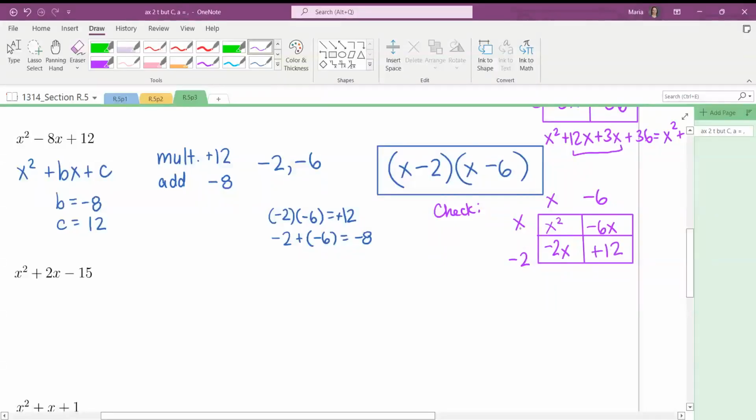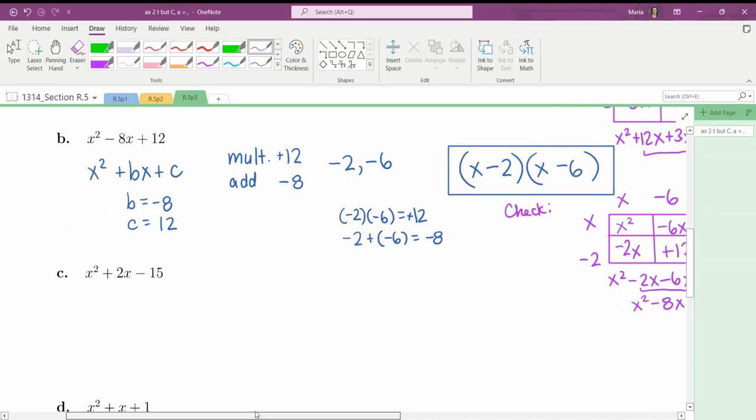So when we multiply x minus 2 times x minus 6, we're going to get the 4 terms in the box: x squared minus 2x minus 6x plus 12. Combine your like terms, the terms that just have an x. Negative 2 plus negative 6 is going to give you negative 8. So this will become x squared minus 8x plus 12. And that's exactly what we started with. So we have factored correctly.